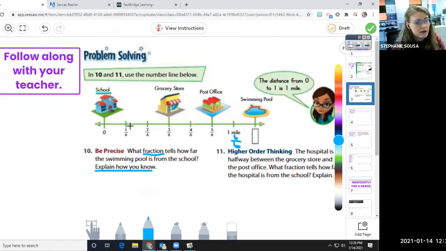All right, guys, finish the pattern. 1, 2, 3, 4, 5, 6, 7. This is 7-6. Go ahead and write that. So it just follows in order. 1-6, 2-6, 3-6, 4-6, 5-6, 6-6, 7-6. So where is the swimming pool? The swimming pool is at 7-6. That is my fraction that shows where the swimming pool is.